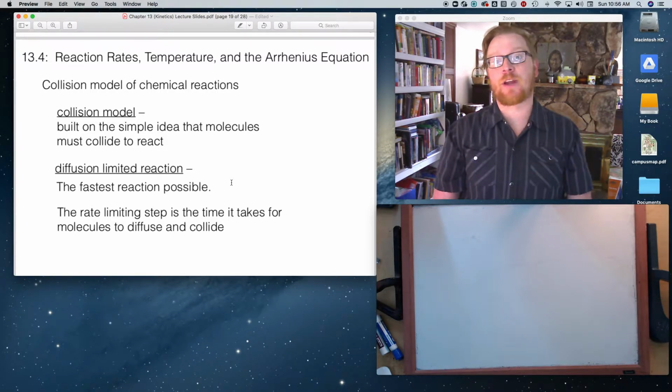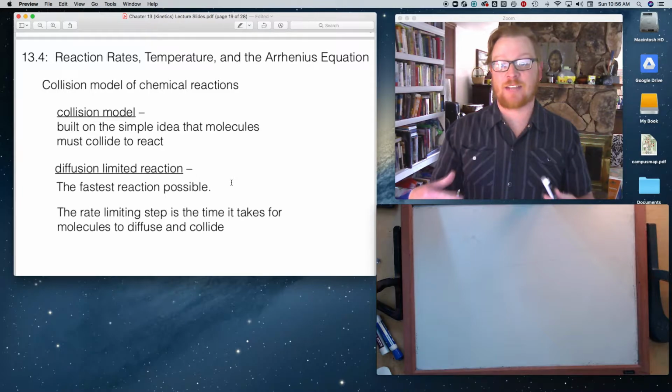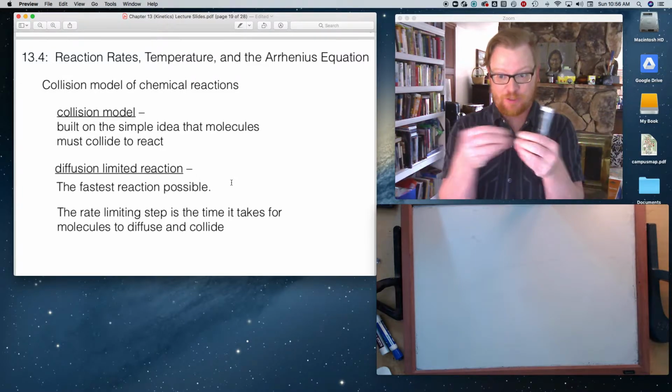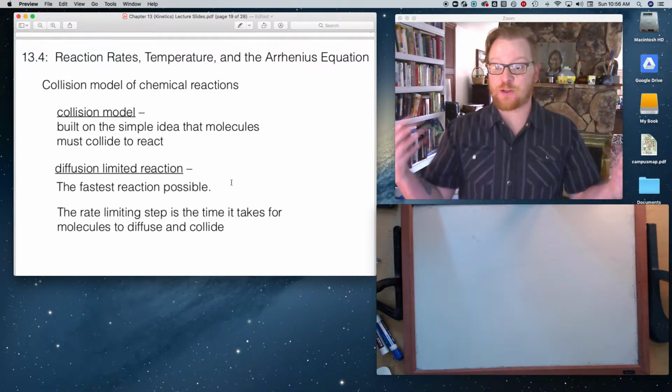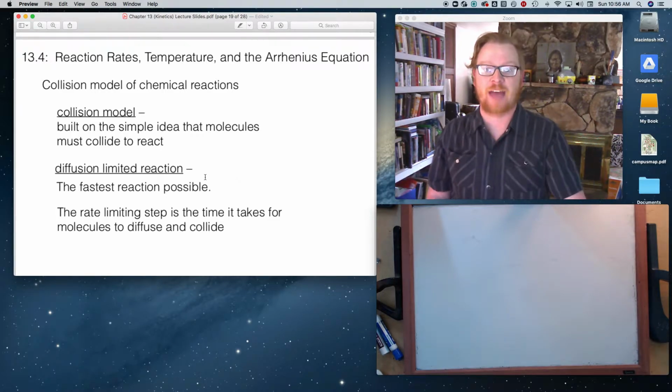So we could come up with another cute analogy, you know, falling in love, right? It might take you some time to get to know someone and to meet them, etc. You might not be ready as soon as you just meet each other and collide. And if you do, then you had a diffusion limited reaction and you got things done real fast.